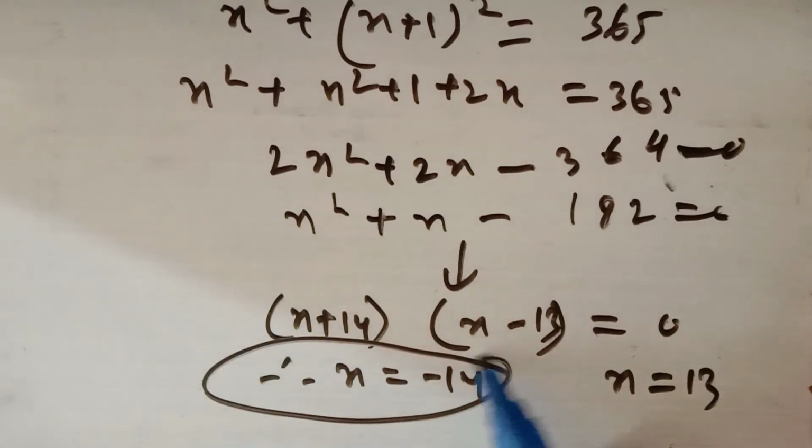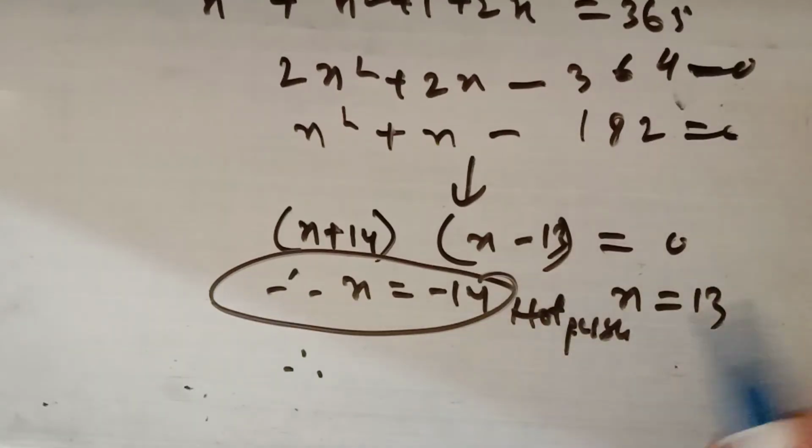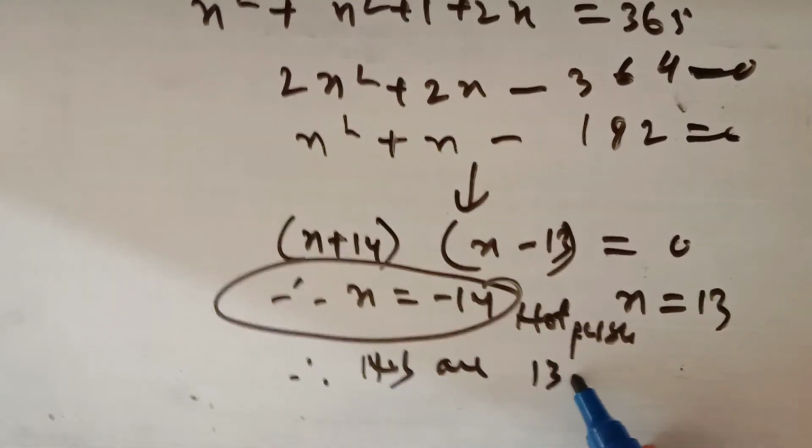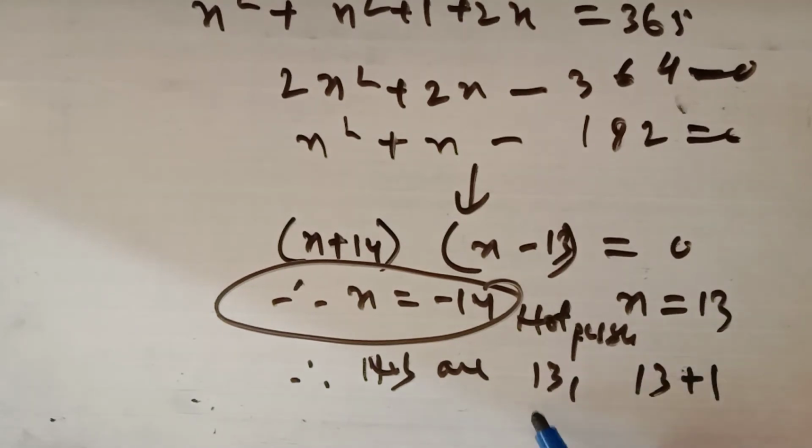This is not possible because positive integers are given. So the first number is 13. Therefore the numbers are, first is 13, next is 13 plus 1, that is x and x plus 1. So the numbers are 13 and 14.